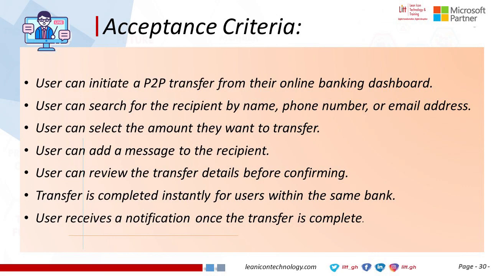What would be the acceptance criteria? There's a tall list of acceptance criteria. A user can initiate a payment-to-payment transfer from their online banking dashboard. A user can search for a recipient by name, phone number, or email. A user can select the amount they want to transfer. A user can add a message to the recipient. A user can review the transfer details before confirming that payment.